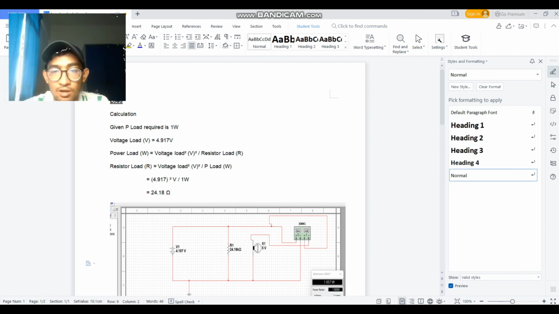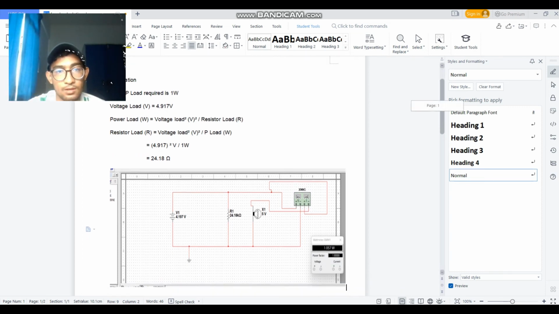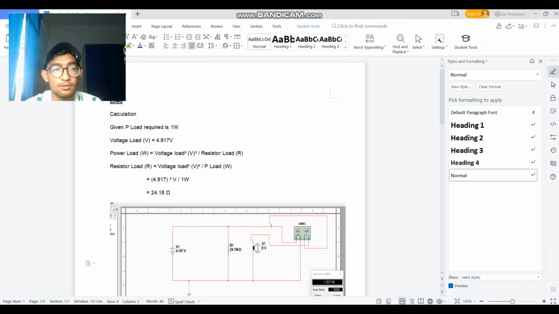Today I would like to present my part, which is the load circuit and the combined circuit for our project. First of all, I will show the calculation for the load circuit. To get the load resistor, we use this formula, which we derive from the power load formula: R load equals V load squared divided by P load. Given P load is 1 watt, while the load voltage that we use is 4.917 volt.